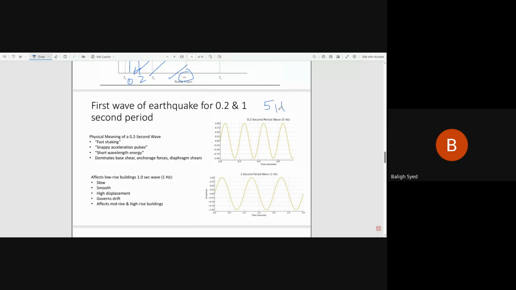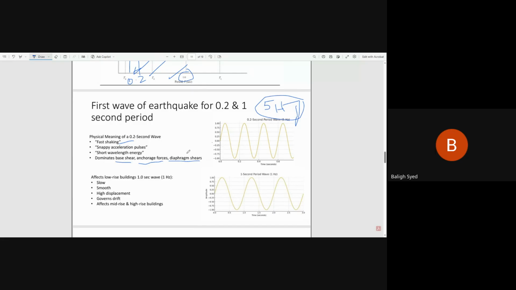So this is 5 hertz. You are analyzing the structure for your 5 hertz. Obviously, this is going to control the base shear, right? And look at the 1 second. So 5 hertz, what does it mean? Very fast shaking, snappy acceleration pulses, short wavelength energy, dominates base shear. What I said to you, dominates the base shear, anchorage forces, and diaphragm shears, right? We will definitely study how to calculate all these forces, but first we need to understand the fundamental concepts.